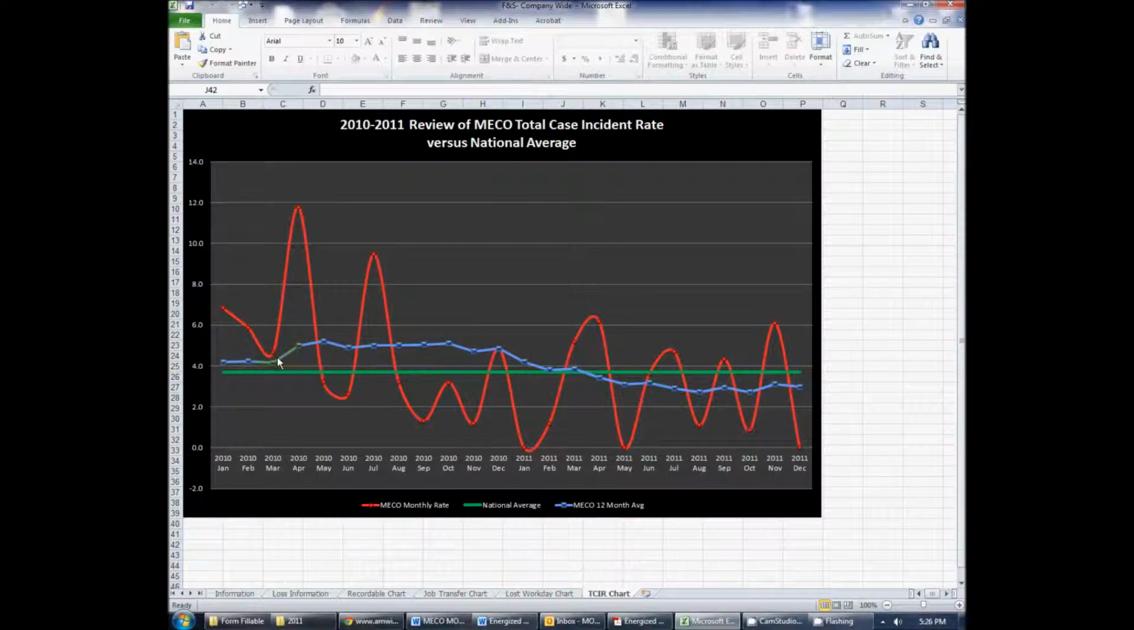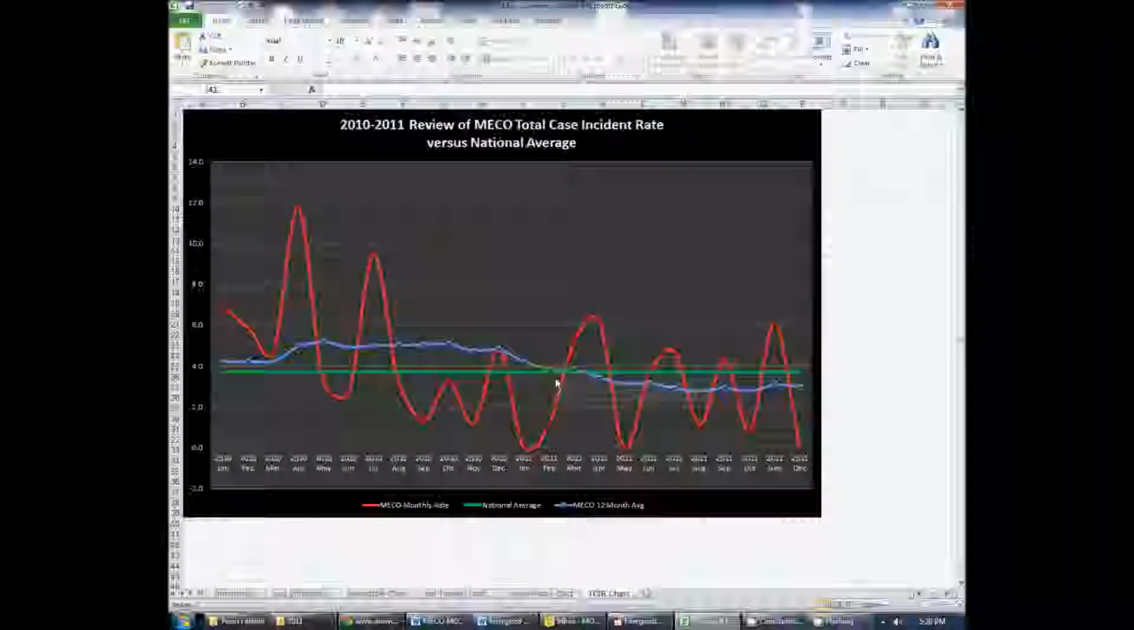We've had some time here where we've been above the national average, and that isn't good, especially when it comes to bidding work with other customers. Well, I certainly hope that that was useful. Hopefully now we can get a better understanding of what the different categories of injuries actually mean, how they apply to our statistics, and how we can do a better job of improving our safety performance.